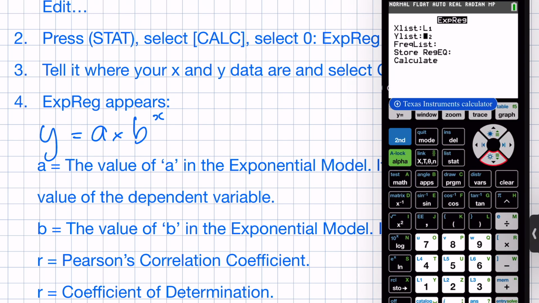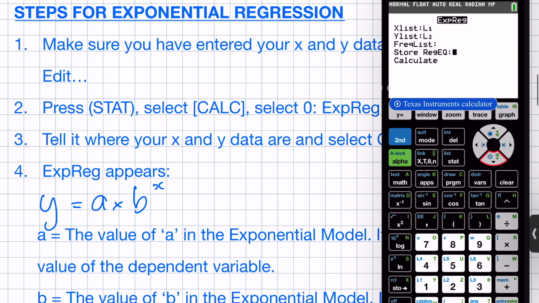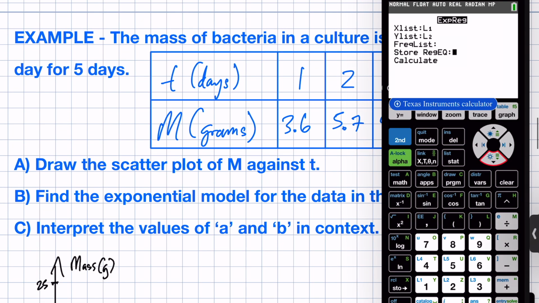What was the habit that I suggested that you form? You put your x data in list 1, y data in list 2. Did you have a question? And then you calculate it, okay? So that was what those steps were. We might as well just do an example for this.